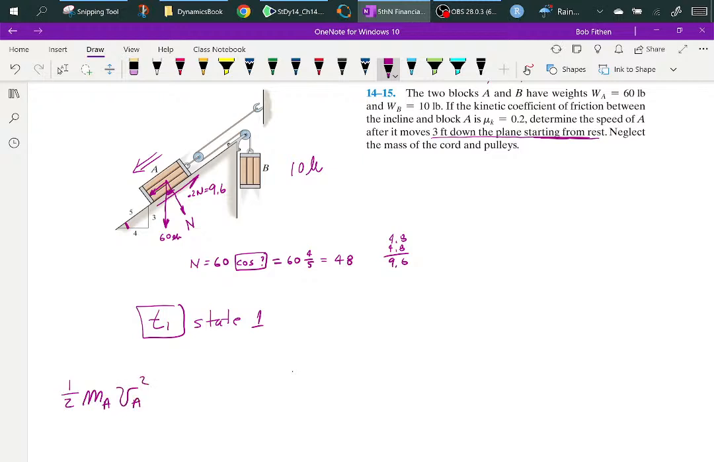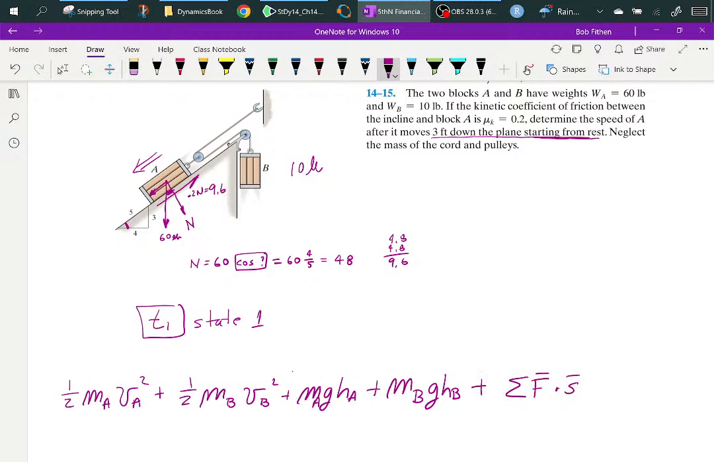So 1/2 MA VA squared plus 1/2 MB VB squared plus MA g hA plus MB g hB plus the sum of all the forces dotted with their distances.